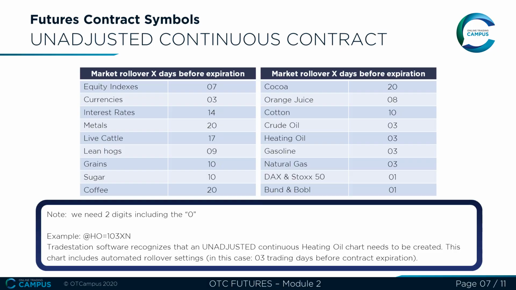Please note that we always need 2 digits including the 0. This allows for only prices to be plotted that contain the high volume of the new contract and discontinue plotting the contract that volume is going to be dropping off its expiration.